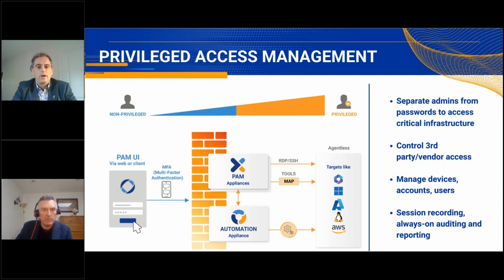All of that is encompassed with an audit trail and a session recording, as James mentioned, which we're very proud of. And then that allows you to have full visibility of everything going on in your environment, full lifecycle management of all your users, accounts, and devices.